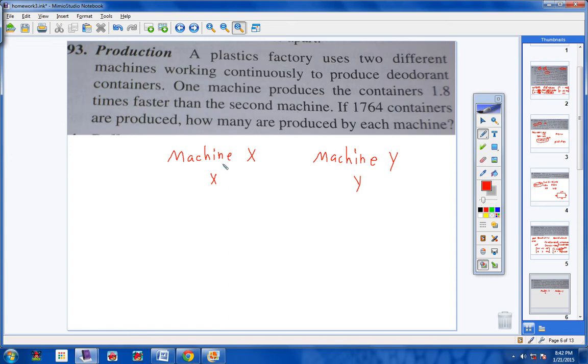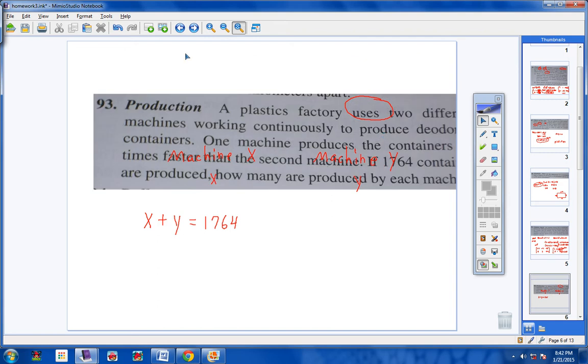Now, I have no idea how many out of these total containers are made or produced by machine X or machine Y, but I know this. If I add the two together, I know the total produced is 1,764. Okay? Now, notice this sentence right here, guys. Let me get rid of this red circle here. Notice this sentence right here.